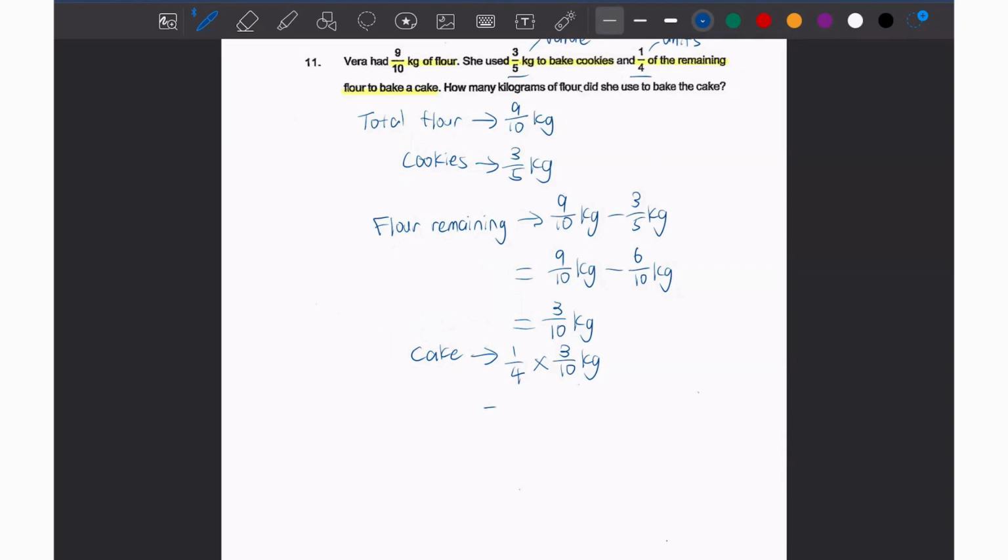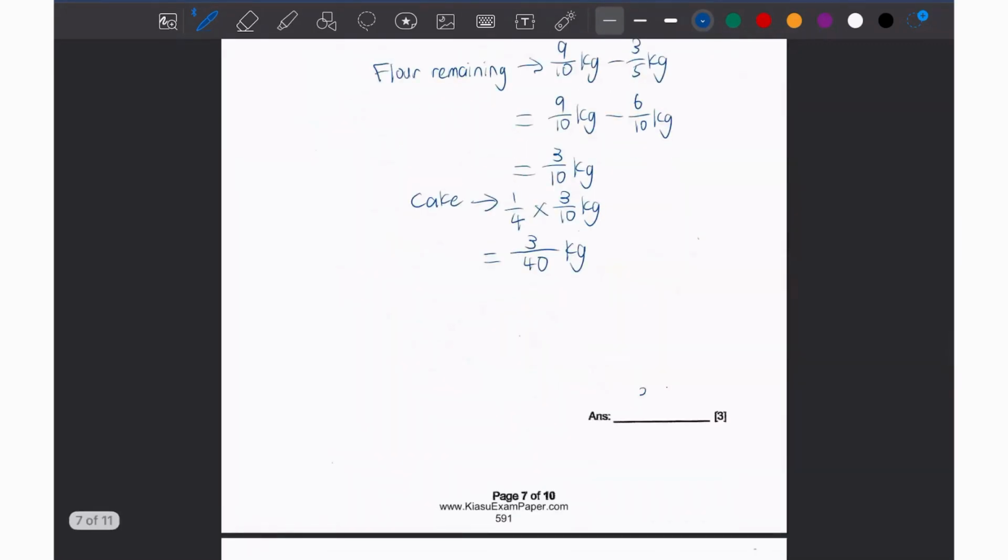Okay, so this will give you 1 times 3, which is 3, and then 4 times 10, which is 40. So 3/40 kg. So that will be your answer, 3/40 kilograms.